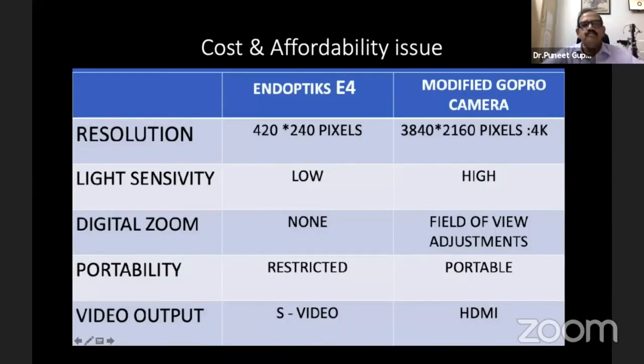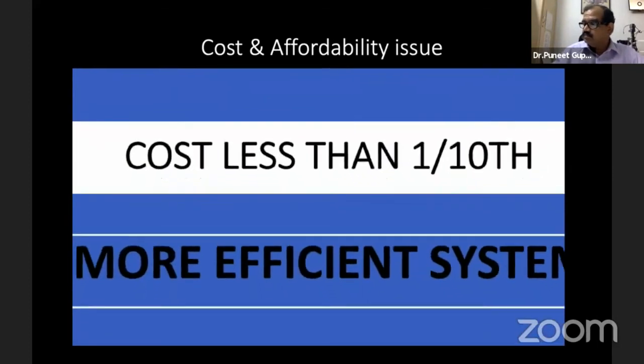If you compare with the commercially available system, the modified GoPro camera has much higher resolution, up to 4K, and much higher light sensitivity. It has the facility of digital zoom. This is not a bulky system. It can be used as a mobile device. Video output is not the older S-video, but an advanced HDMI output, and all that at less than 1/10 of the cost.